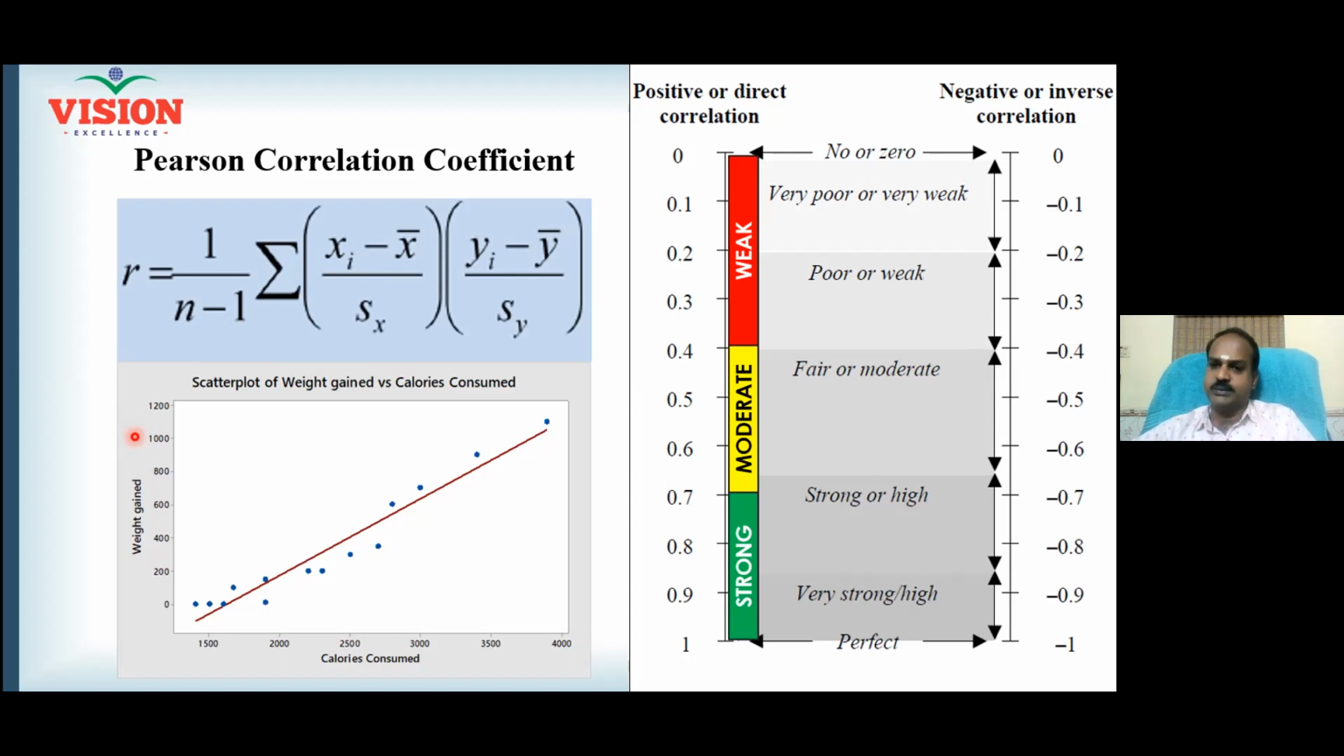Here, which is the response variable, and which is the predictor variable out of the two? Which is the response variable and which is the predictor variable? I'm waiting for your answer. Which is response? Which is predictor? What is response? Response will be weight gain. Weight gain is the response and calories is the predictor.